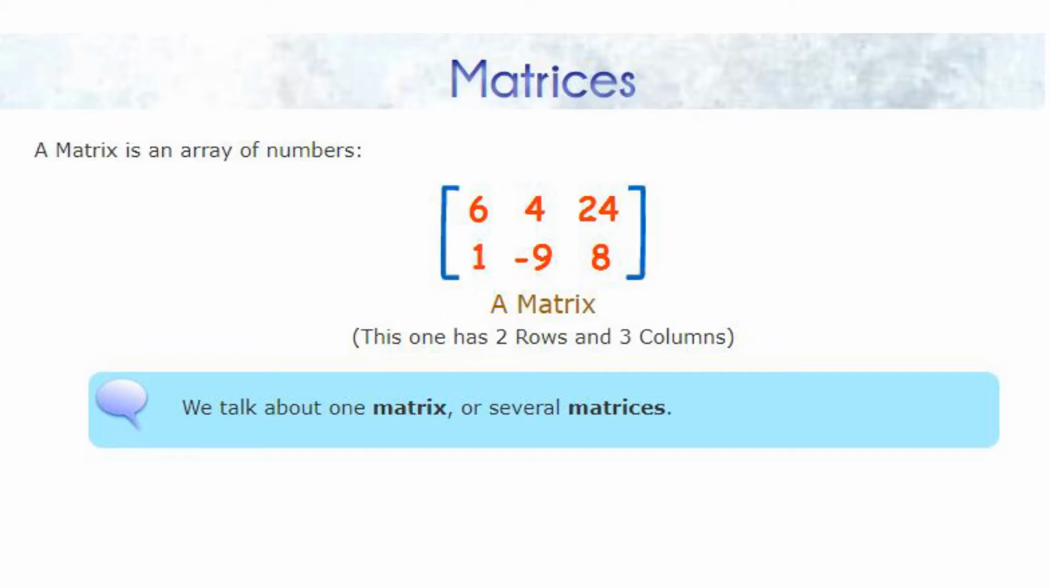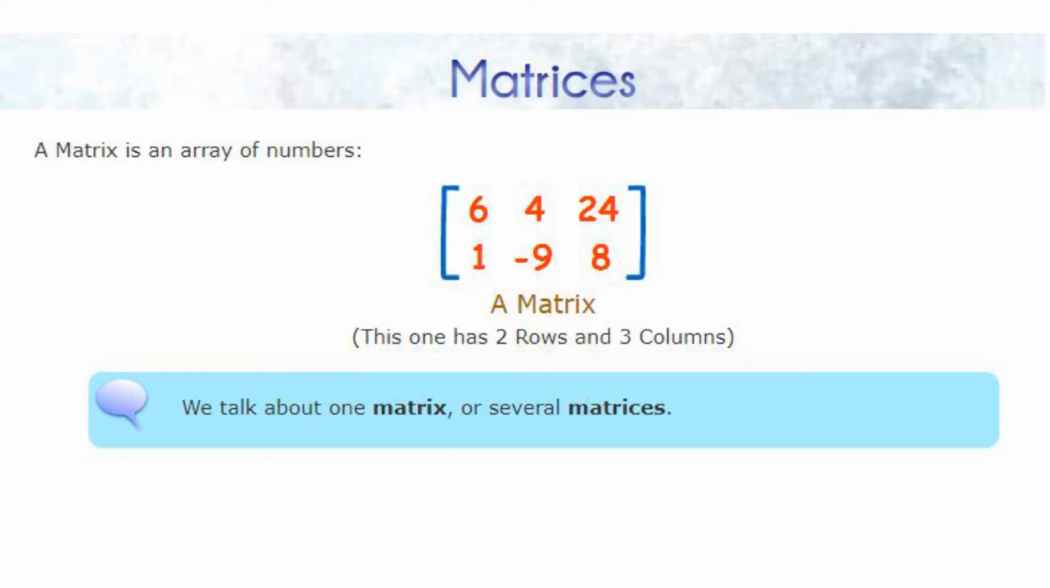A matrix is just an array of numbers. It's a way to organize a set of numbers. If we're talking about a singular matrix, we just use the word matrix, but if we are talking about the plural, we have several matrices. We use the plural word for matrices.